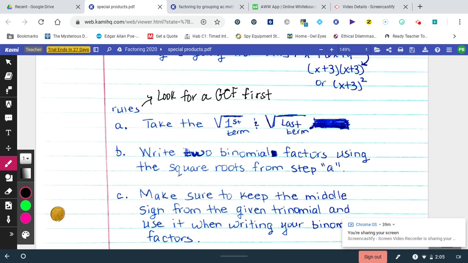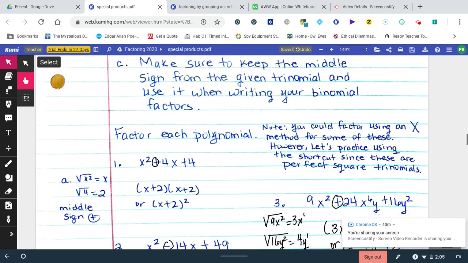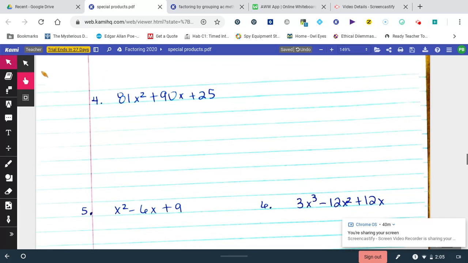Okay. So if I'm not telling you to factor using a GCF, then you look for the GCF on your own before you even start trying to use some kind of shortcut or X method or whatever. All right. So between 81, 90, and 25, well, there's nothing that can divide into all of those. And all of these don't have an X, so I don't have to worry about a GCF. Okay, so no GCF.